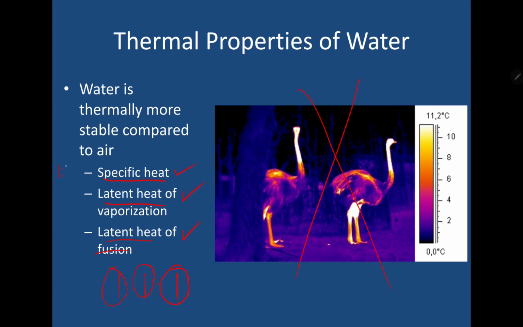Just a short review. For specific heat, remember, 1:1:1. For latent heat of vaporization, 1 gram of water, when it evaporates, absorbs around 580 calories from its surroundings. Finally, for latent heat of fusion, when 1 gram of water freezes, it releases about 80 calories. Don't forget this.